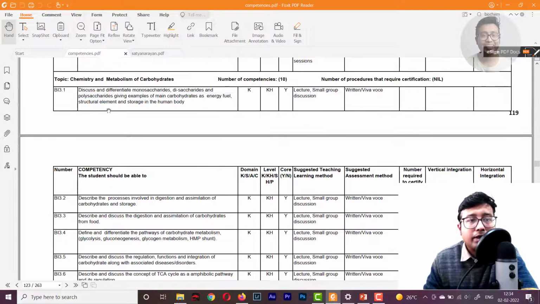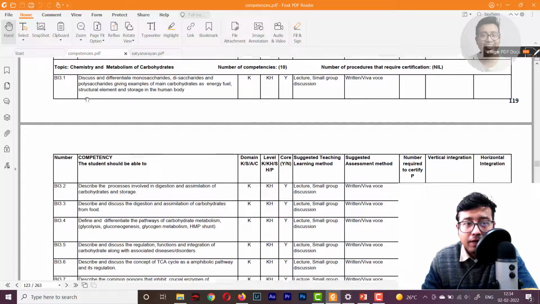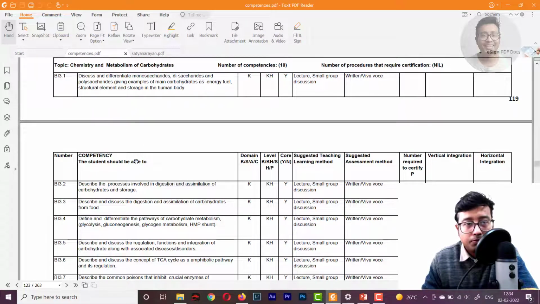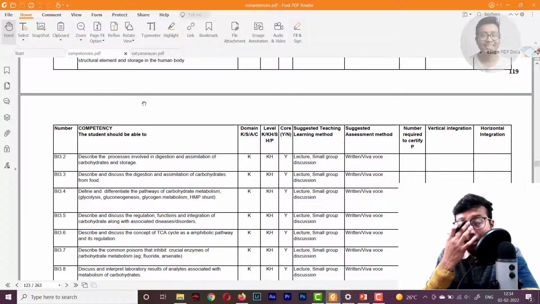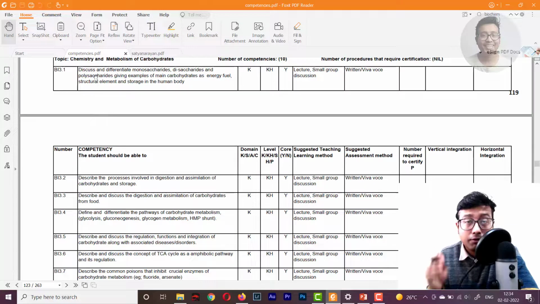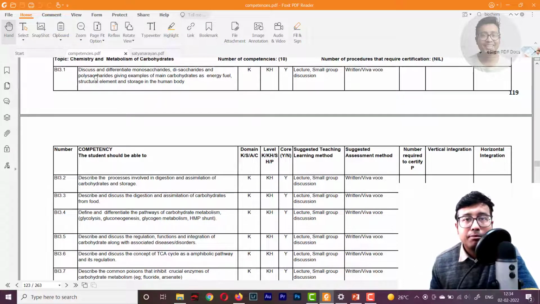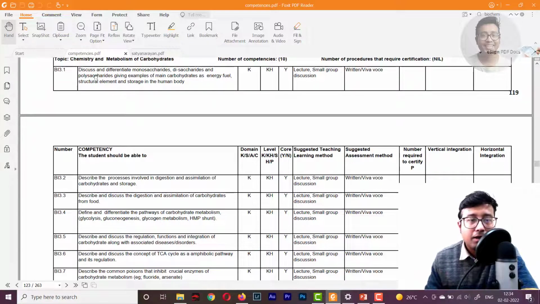Competency 3.13 actually deals with the metabolism of carbohydrate, both chemistry and metabolism. The chemistry part is mainly in 3.1 and the rest are in 3.2. So you need to look at the competency in order to get an idea about your specific learning objectives. You can see over here. If you have not downloaded this, download it immediately under UG curriculum volume 1, NMC, National Medical Commission. If you just type it in Google, you will be able to download this.